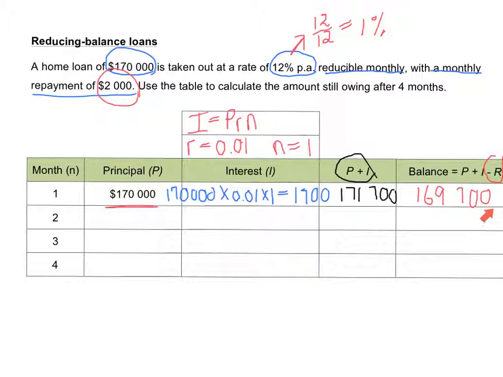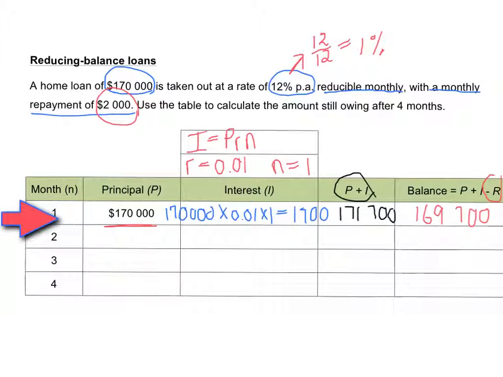If we go to the second month, whatever we have at the end of month 1, we now stick in the beginning of month 2. So I bring over my $169,700. And I'm now going to repeat the whole process, calculating the interest for month 2. The amount outstanding in month 2 is $169,700 times the interest rate of 1% for 1 month, which is an interest amount of $1,697 for month 2.